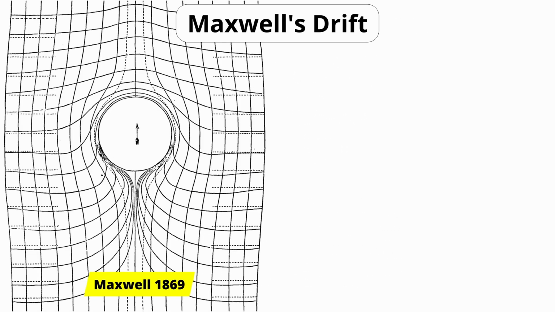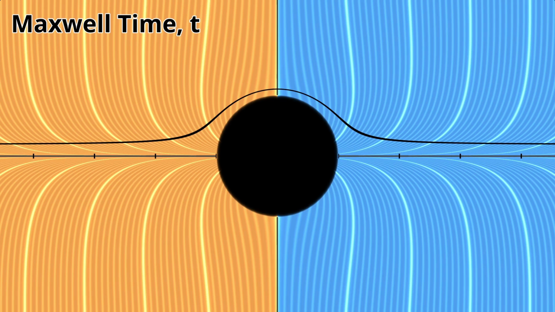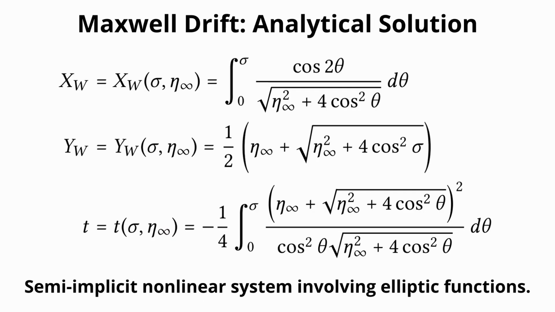But James Clerk Maxwell knew that the drift around a cylindrical tine could be computed analytically. He actually came up with an analytical solution for the time on a streamline. So if you knew what time you're at, you could jump to another time. In angle streamline coordinates, you can write down the particle drift as a function of time, but it's an implicit nonlinear system involving incomplete elliptic functions.